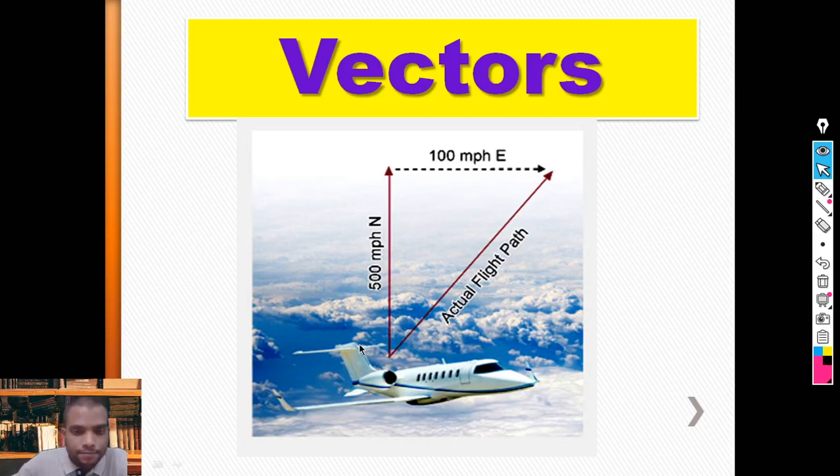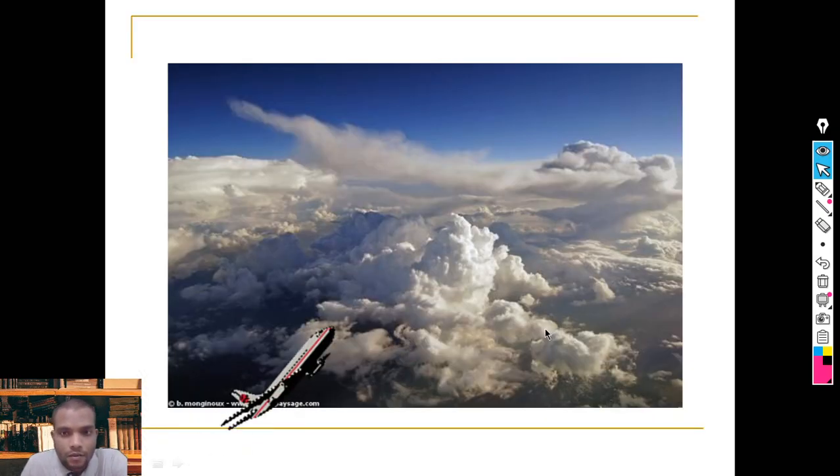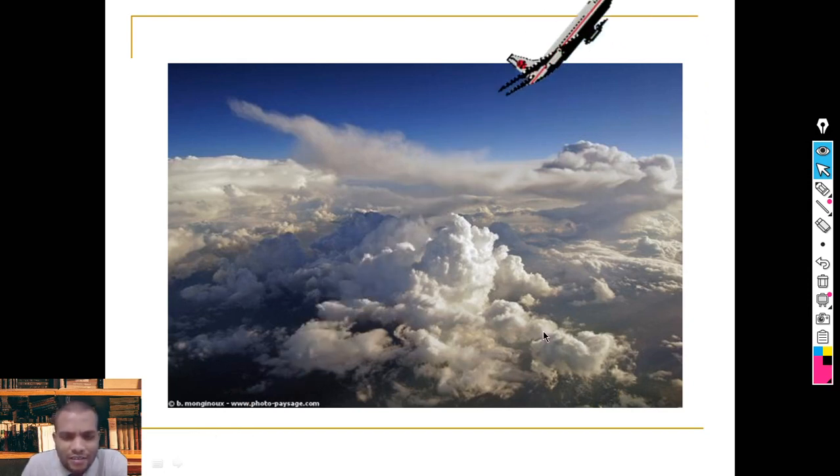Hi guys, let's learn about vectors. So vectors are very important. Without the knowledge of vectors, nowadays it's very difficult to locate the position of an aeroplane or satellite or any kind of object. So let us try to learn in detail about vectors.